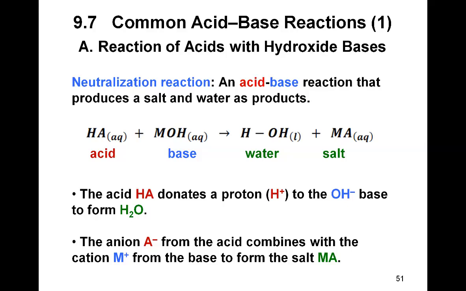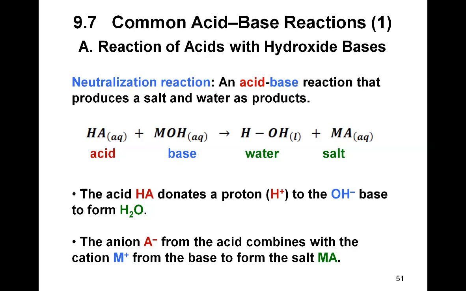And this is called a neutralization reaction because the acid neutralizes the base and the base neutralizes the acid. And you can see that because we are forming water, which is a neutral substance. So a neutralization reaction is an acid-base reaction that produces a salt and water as products.